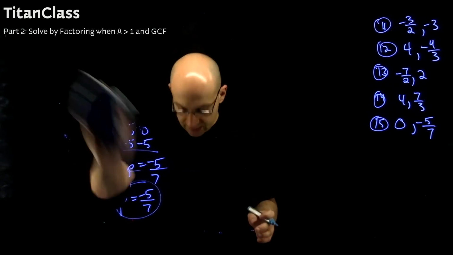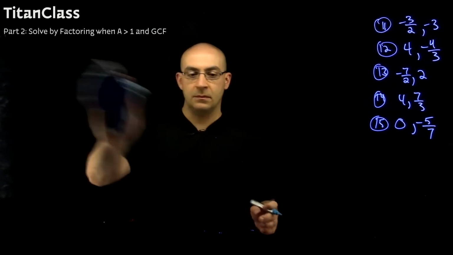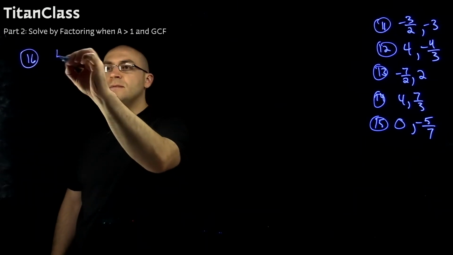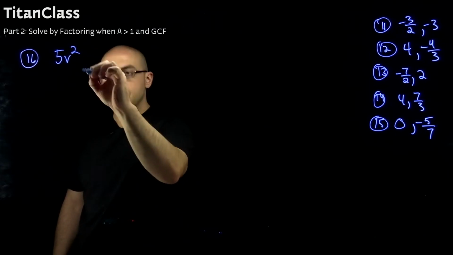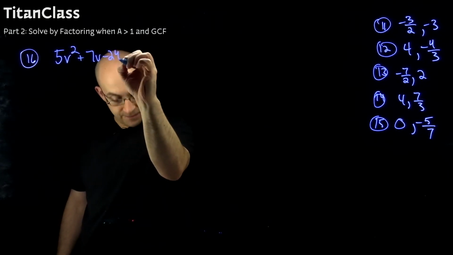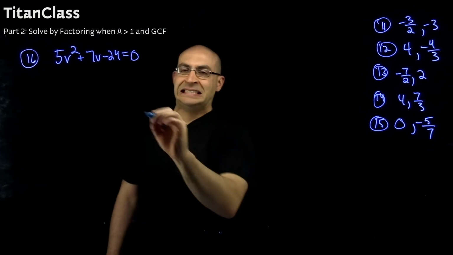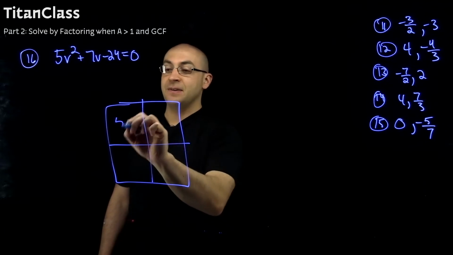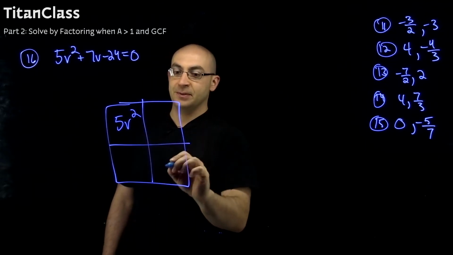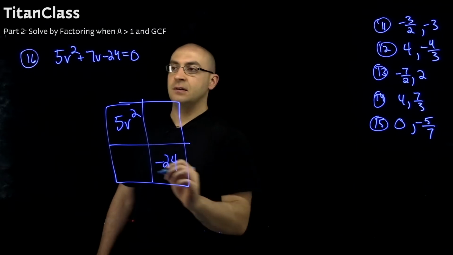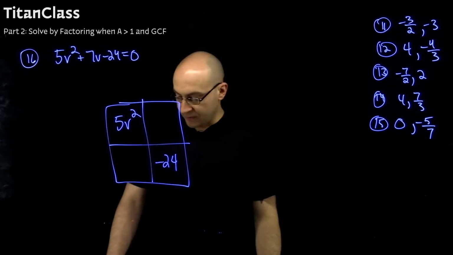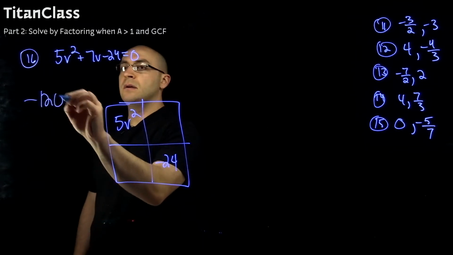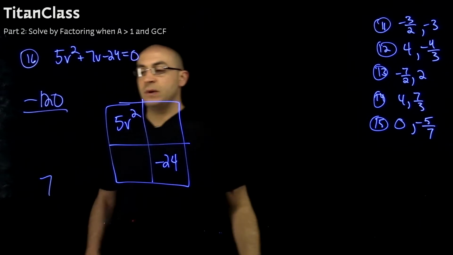5 more in this set, and then we'll go to something different. 16. 5v squared plus 7v minus 24 equals 0. I always am worried about bigger numbers because it takes a little bit longer to find factors of it, unless you're super good with multiplication, which some of us are, right? And some of us aren't. So 5 times negative 24 is negative 120. And I'm trying to find factors of negative 120 that get me 7.